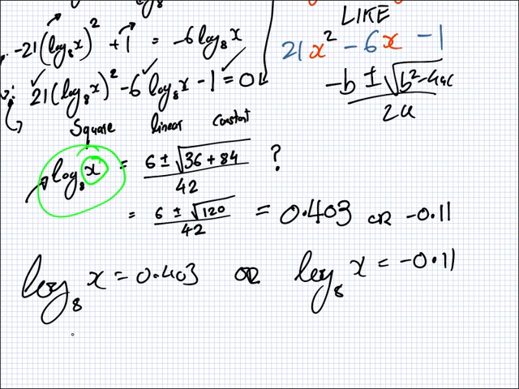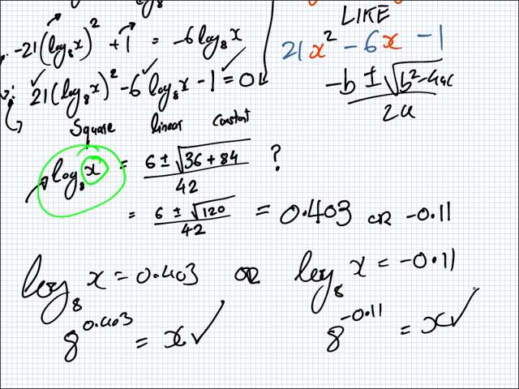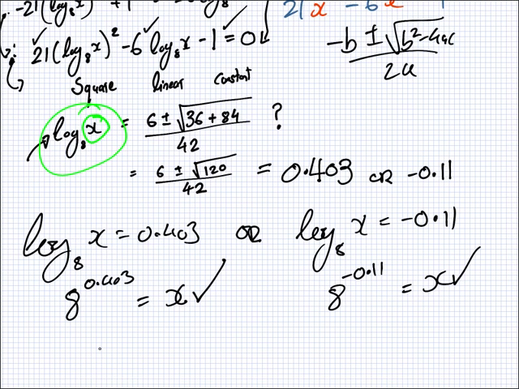So you can say 8 power 0.403 equals x. That's our first answer for x. And here you can say 8 power minus 0.11 equals x. And now you can get your second answer. If you can type that in, please. We'll get our two answers now. You got a calculator with you? The first is 2.31. And then this one.